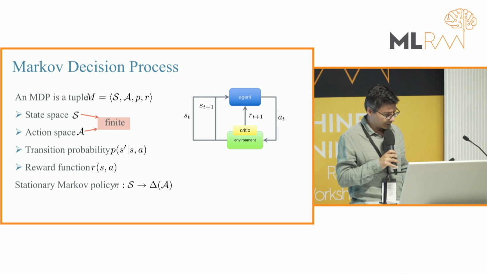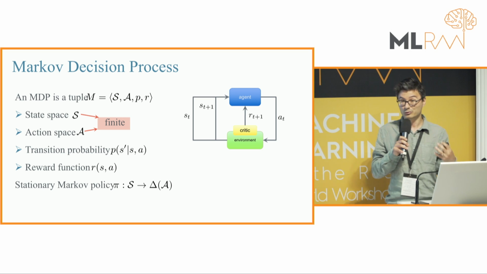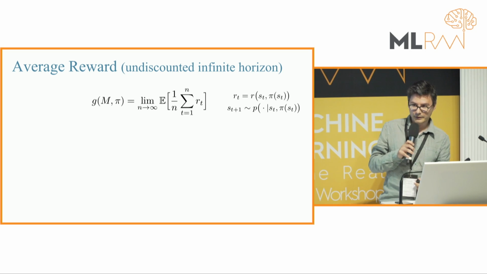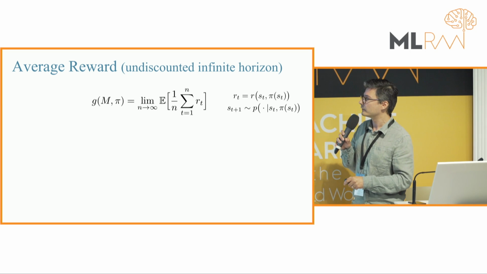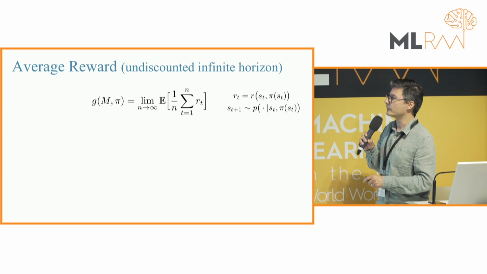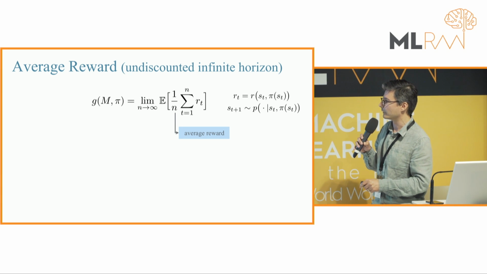And specifically in here, I will consider the case of a finite state action space to be able to derive theoretical guarantees. And the objective that we are focusing on in this presentation is maximizing the average asymptotic reward. So let me just browse over this equation here.